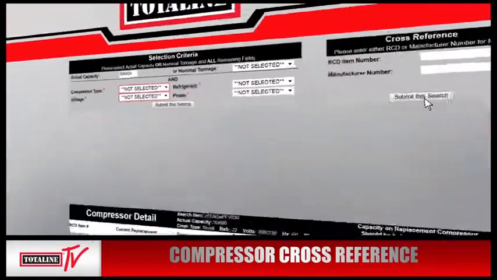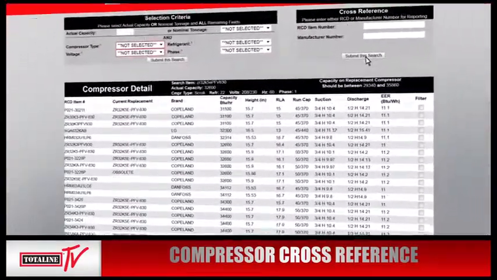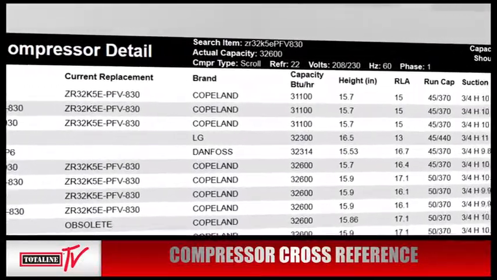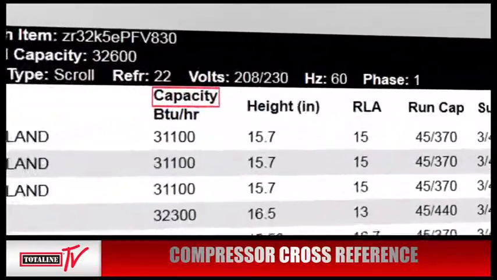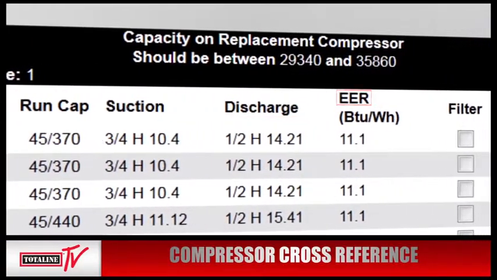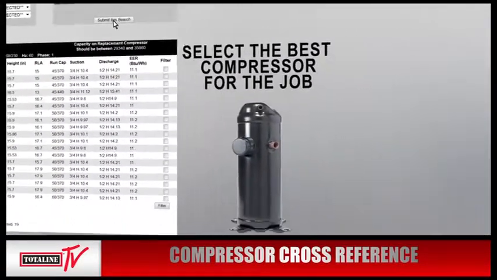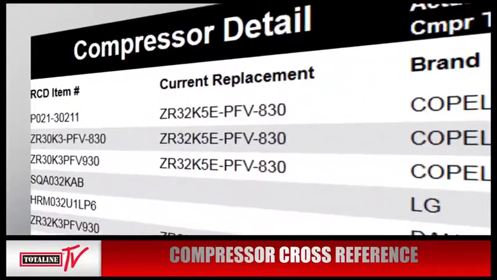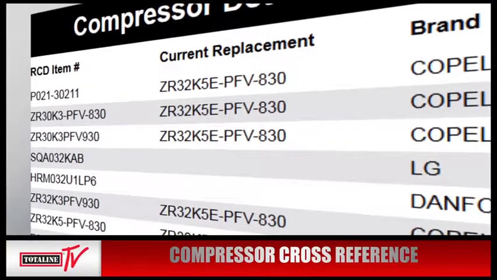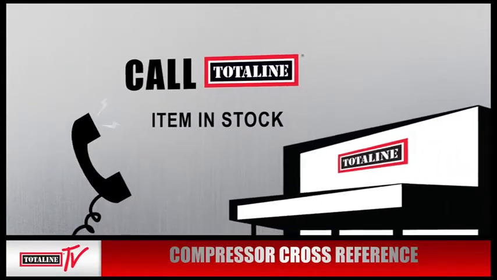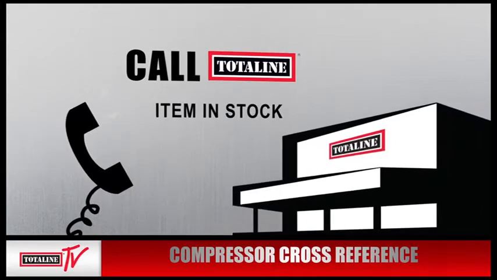Within seconds, you'll have a listing of available replacement compressors. Plus, you'll find vital details on each of the compressors, including capacity, suction, discharge, and EER. That way, you'll be able to review and select the best compressor for the job. And because the replacement item number is listed, you can easily call your local Total Line sales center to ensure the product you need is in stock before heading out to the store.